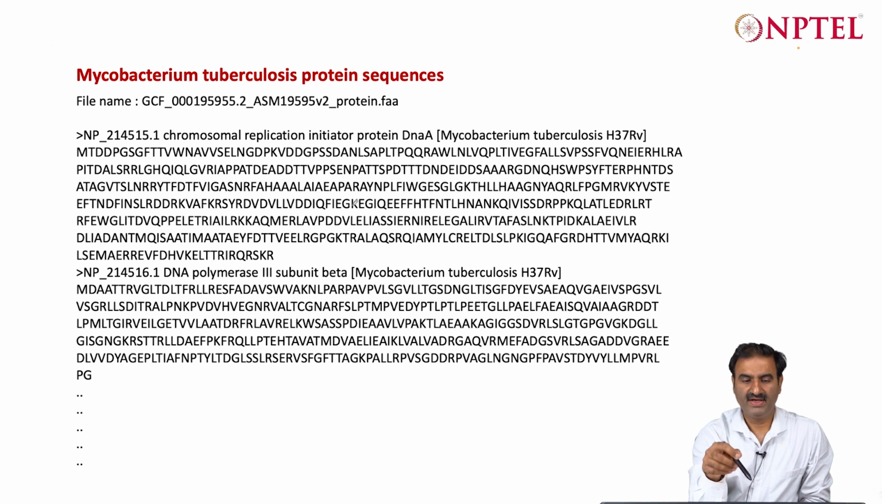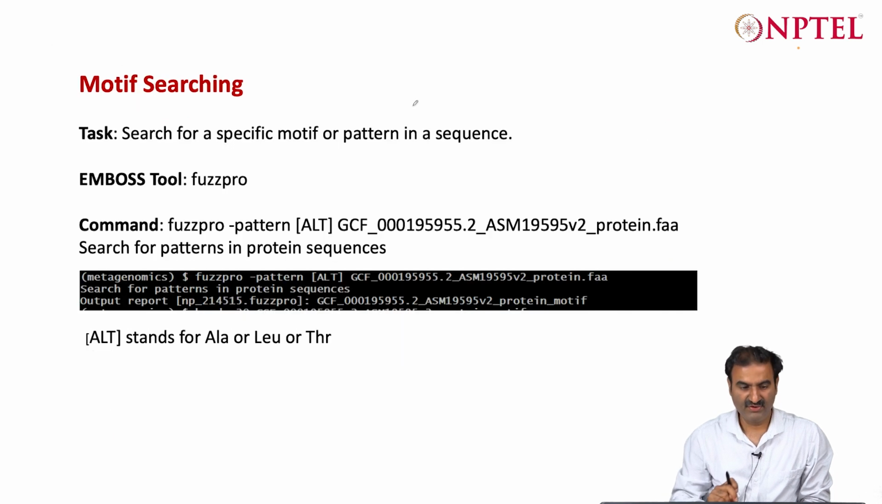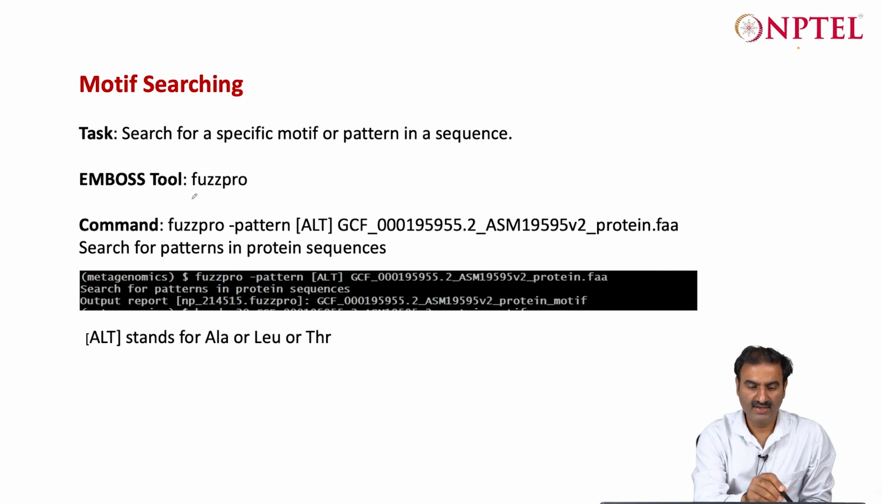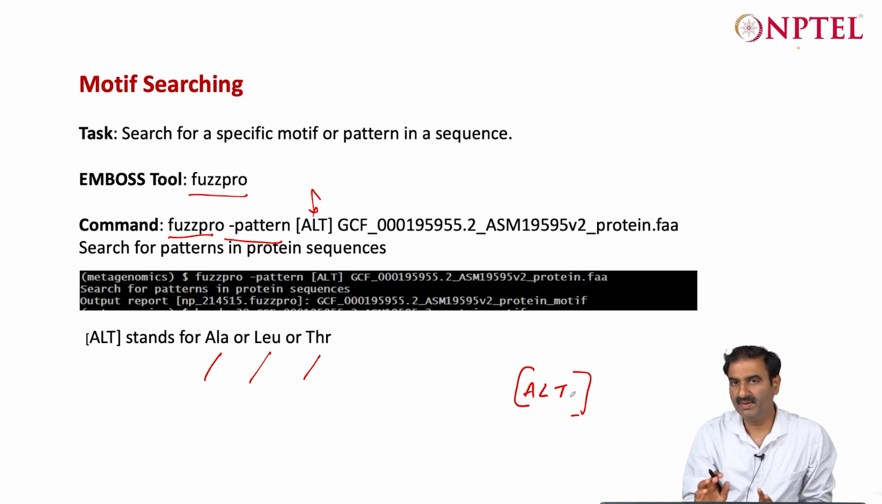Now this is a Mycobacterium tuberculosis protein sequence. This is one sequence, this is another sequence, and so on. There are several sequences in this file, and you can use this file to find some pattern or motif with a tool such as fuzzpro. Again the same syntax: program name, and the pattern you are defining, it could be ALT. ALT means it is either alanine or leucine or threonine. So when you write a motif this way, either of these could be present, either A or L or T amino acid in that sequence.